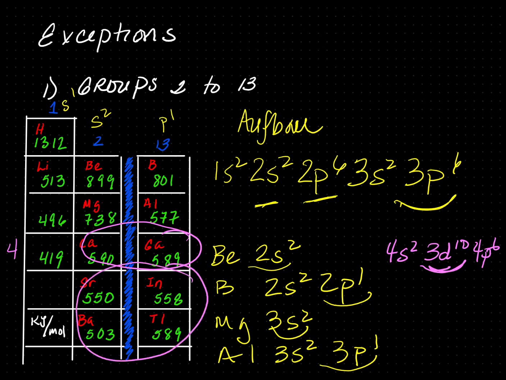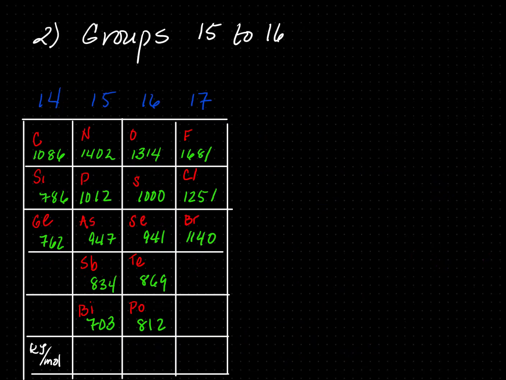So for group 2 and 13, the reason group 13 has a lower ionization energy than group 2 is because P is at a higher energy level than S. The second exception you need to note is between groups 15 to 16. Ionization energy in general increases as you go across. However, between 15 and 16, there is a decrease.